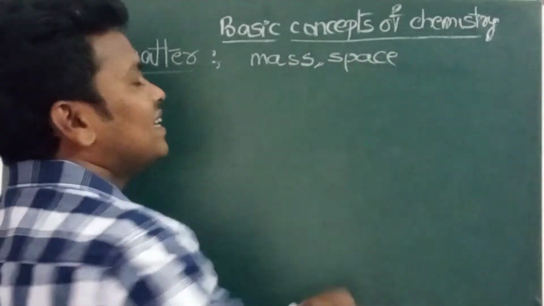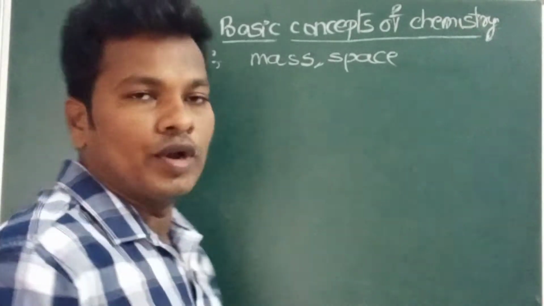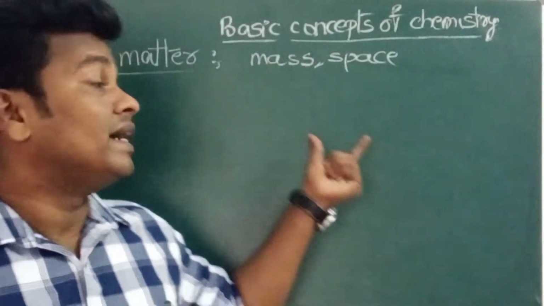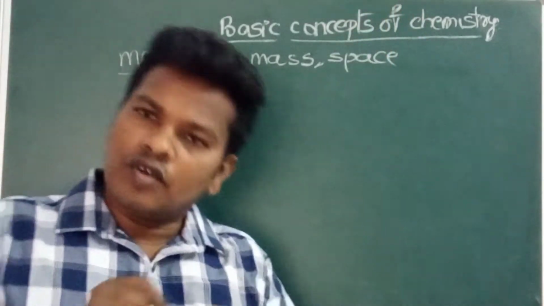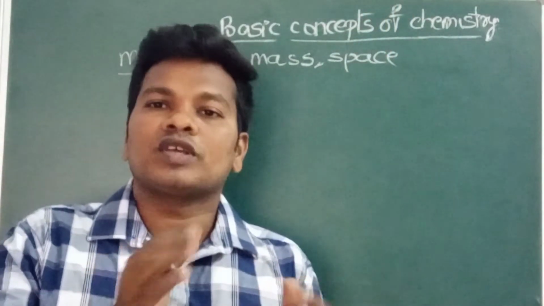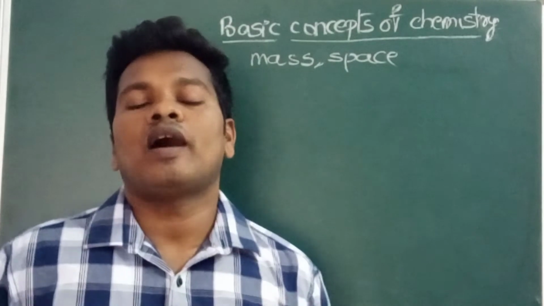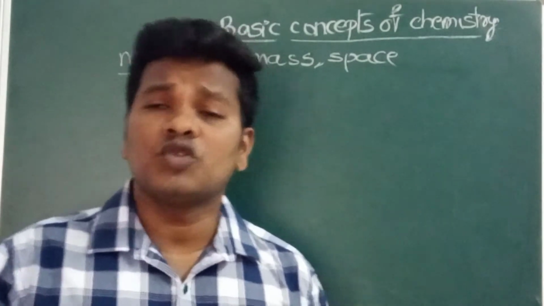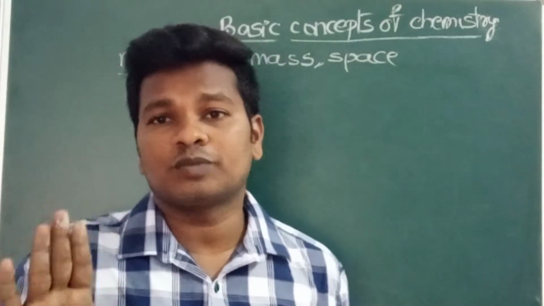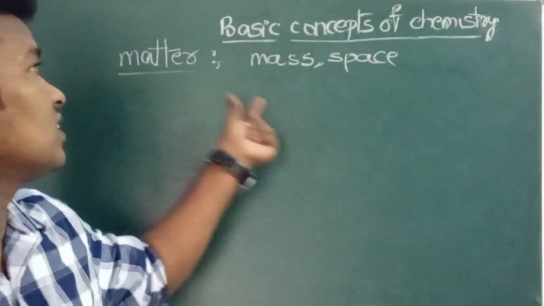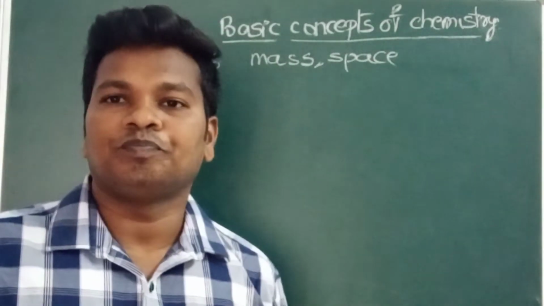If you see anything, for example, the board, it has some mass and it is occupying some space. If you see the duster also, it occupies some space and has mass. In the universe, if you take anything that has mass and occupies space, that is what we call matter.